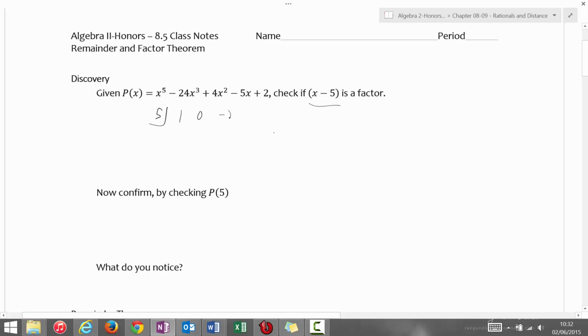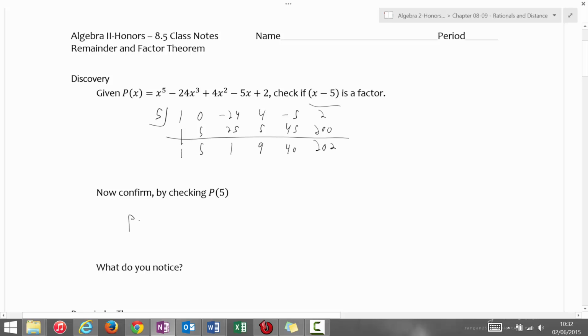1, 0, negative 24, 4, negative 5, and 2. And if I set up my synthetic division, 1 times 5 is 5. That would be a 1. 1 times 5 is 5. This would be 9, 45, 40, and 200, and 202. Now, clearly that doesn't work.